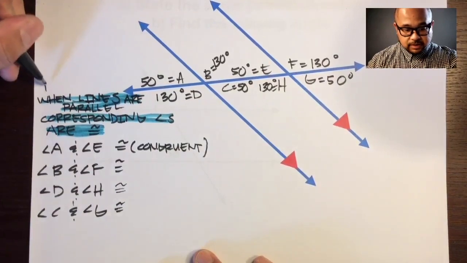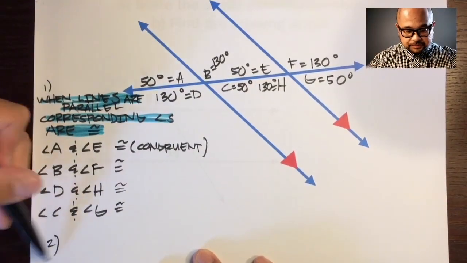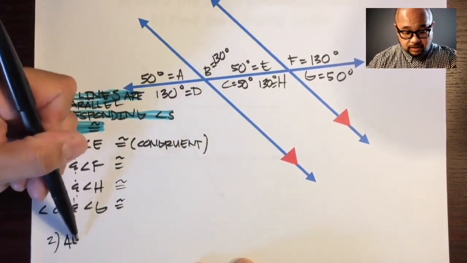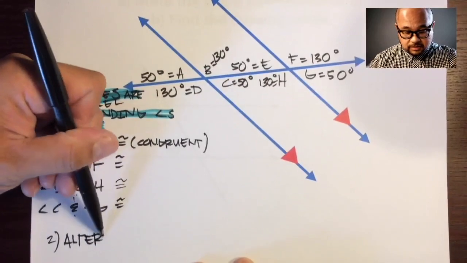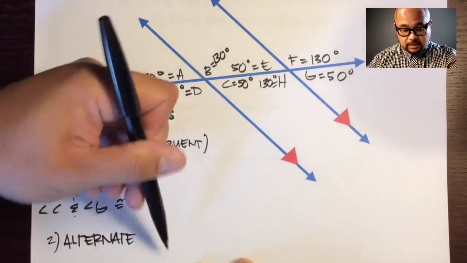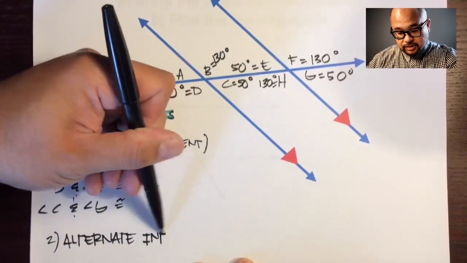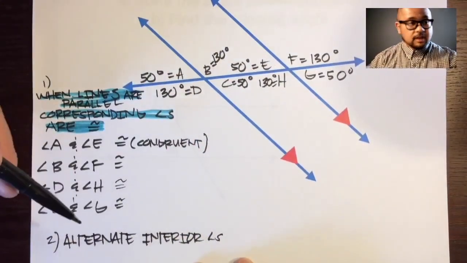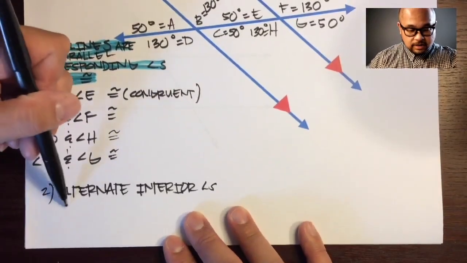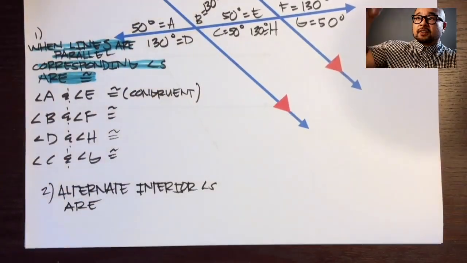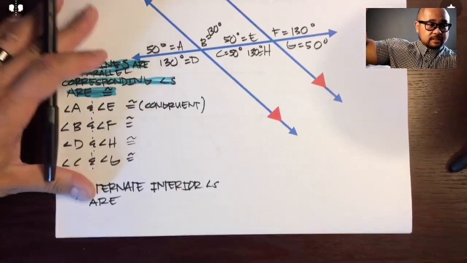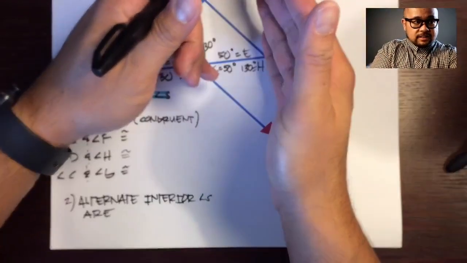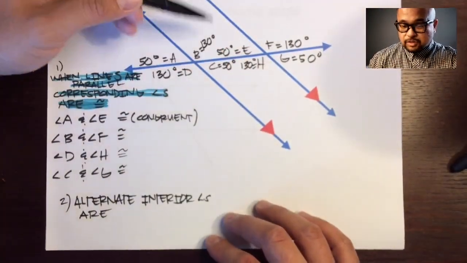Okay, that's fact number 1. Let's look at fact number 2. Also when lines are parallel, alternate interior angles are congruent. So let's first look at which angles are alternate interior angles. On the interior of the two parallel lines, and on alternate sides of the transversal.